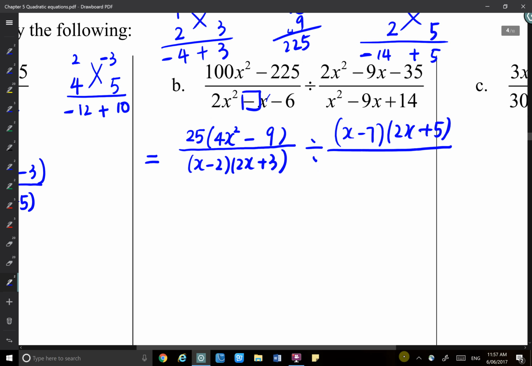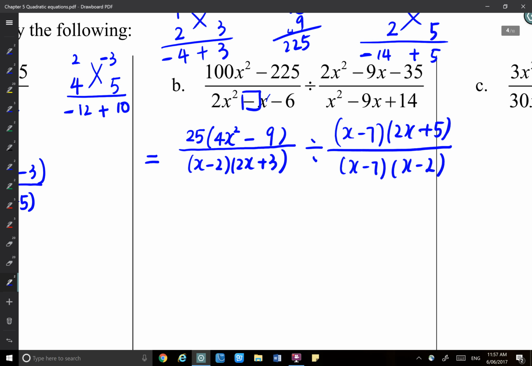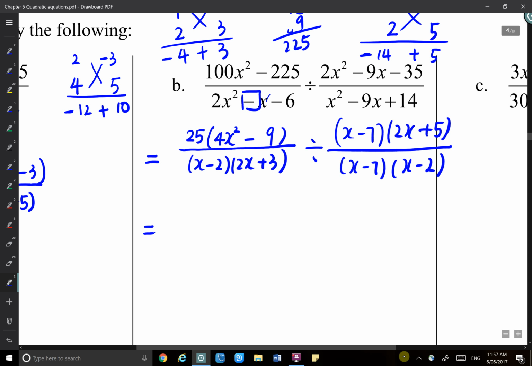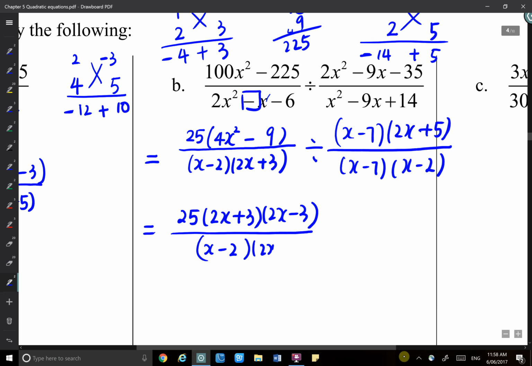Divide by, okay, x squared minus 9x plus 14 can have x minus 7 and x minus 2. That gives me a minus 9 and also a plus 14 as the constant. So I will have 25 times 2x plus 3 and 2x minus 3 over x minus 2 and 2x plus 3, times the reciprocal. I can directly cancel x minus 7 with x minus 7, times the reciprocal x minus 2 and 2x plus 5.